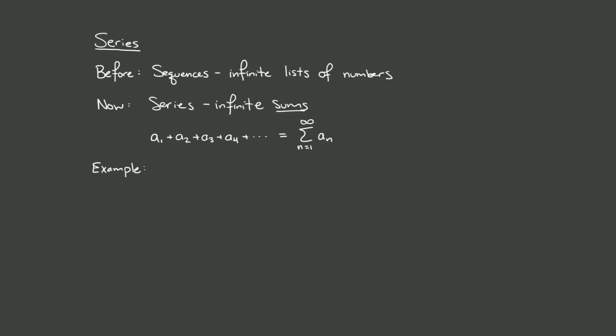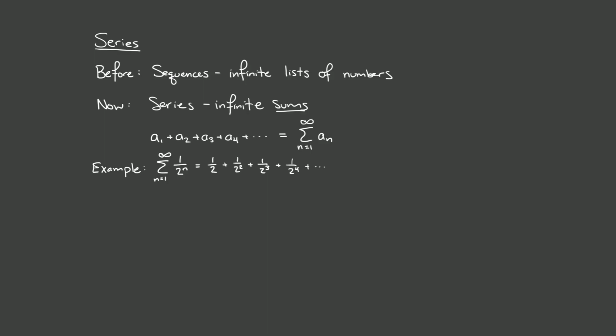As a concrete example, consider the sum from n equals 1 to infinity of 1 over 2 to the n. This means that we start by plugging in n equals 1 to get a half, and then we plug in n equals 2 to get 1 over 2 squared, and we keep adding these terms for all natural numbers.